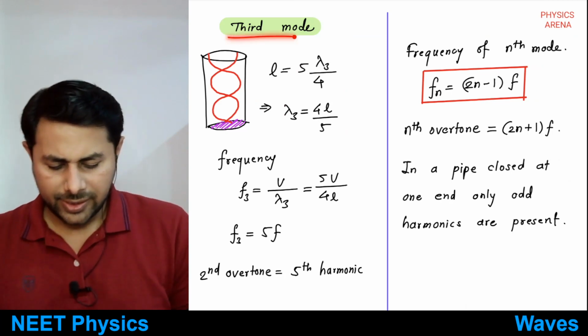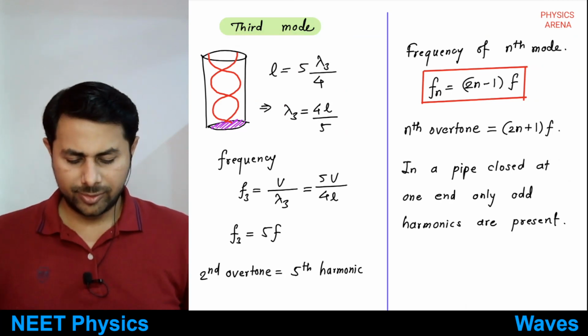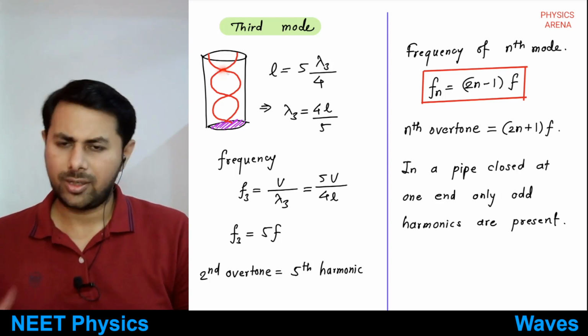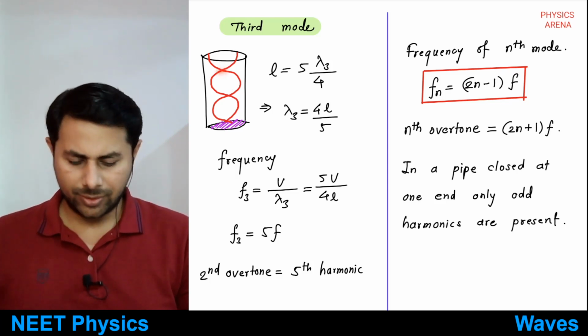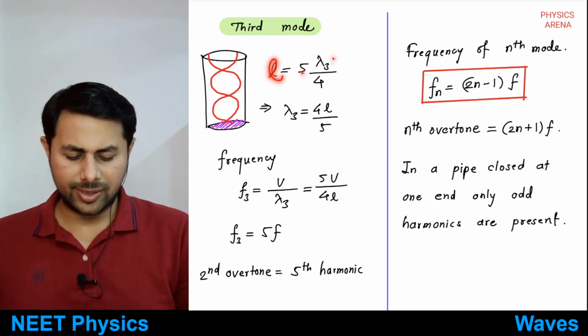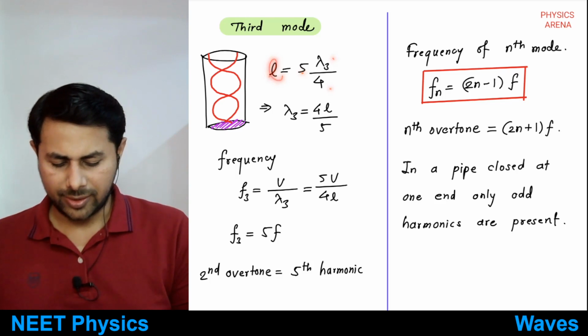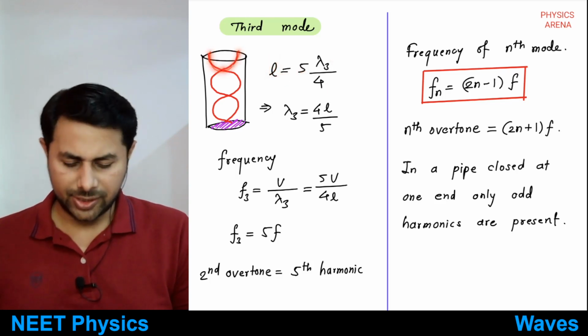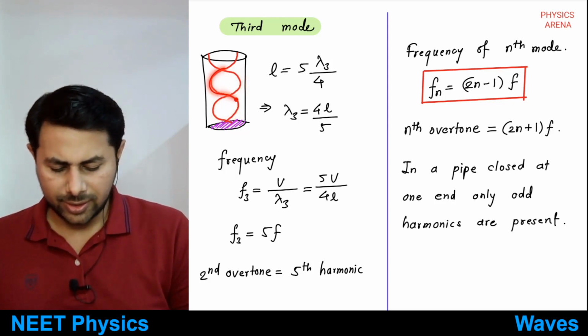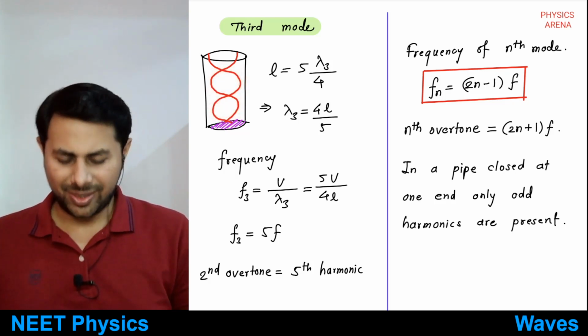All right, next is the third mode of vibration. So in case of third mode of vibration, what happens? There will be another extra node and antinode. Okay, so length here can be written as 5 times lambda by 4, right? Because this much distance is lambda by 4, then this is lambda by 2. Lambda by 2 means this is 1 lambda, right?